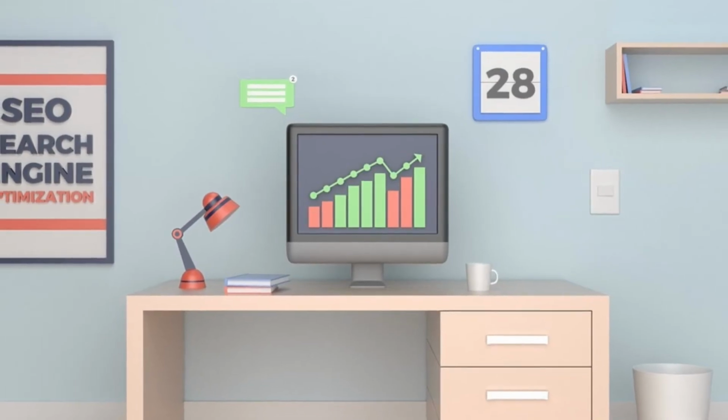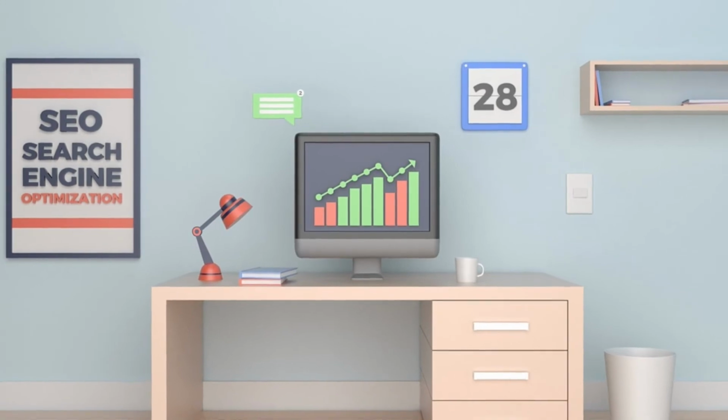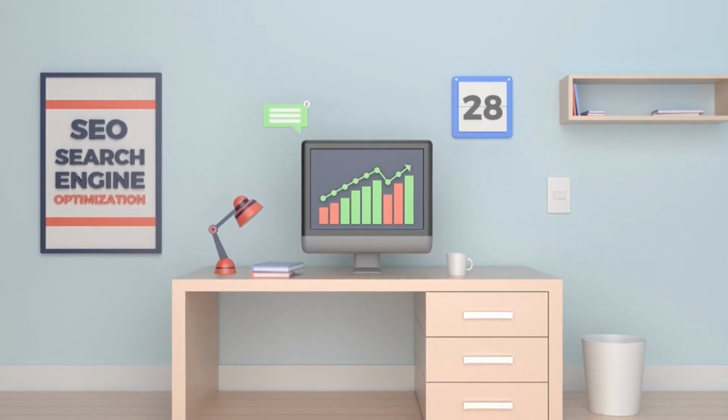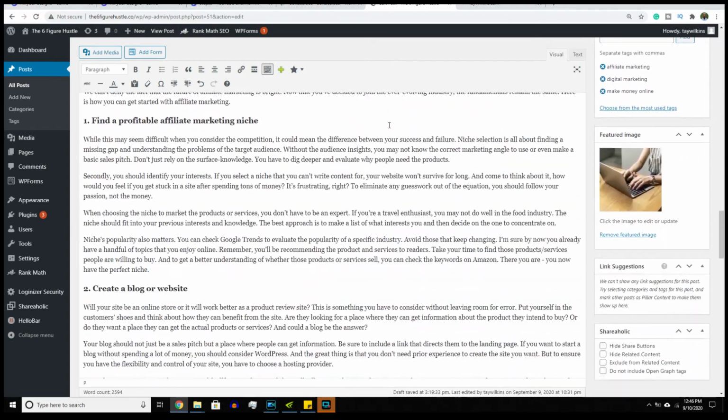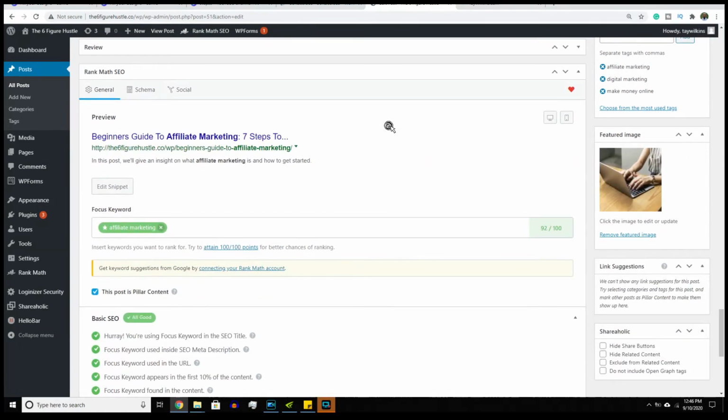So you've got your content written, you've got the images, and you've got the links. It's time to check out our trusty SEO tool to make sure we're not missing anything. For this, I'm using Rank Math SEO. This is a phenomenal tool that makes sure your blog post is set up and ready to go when you hit that publish button.